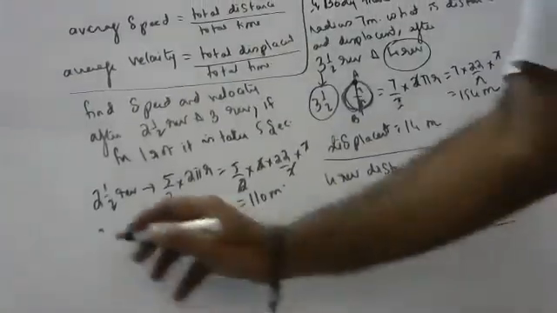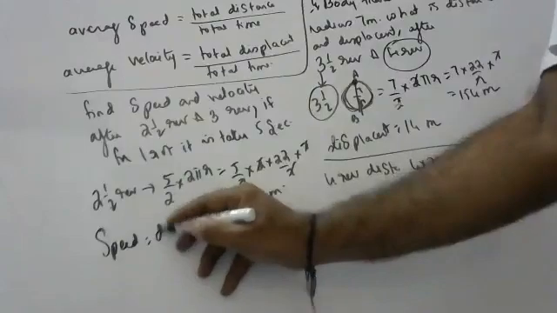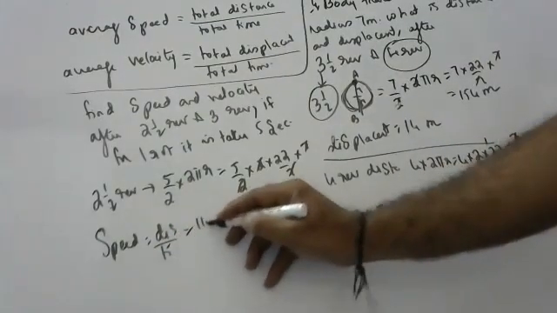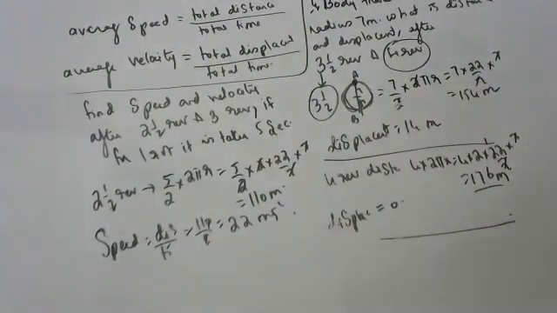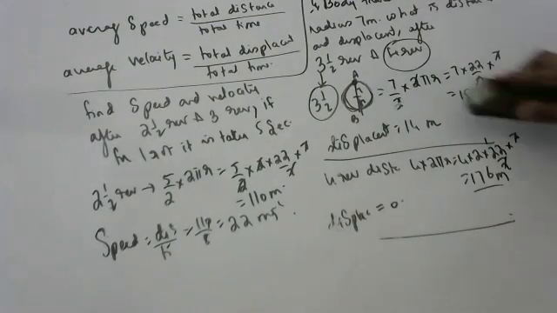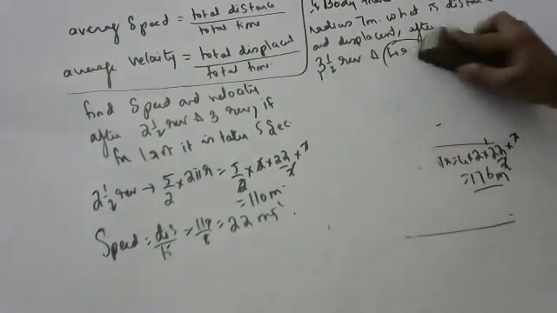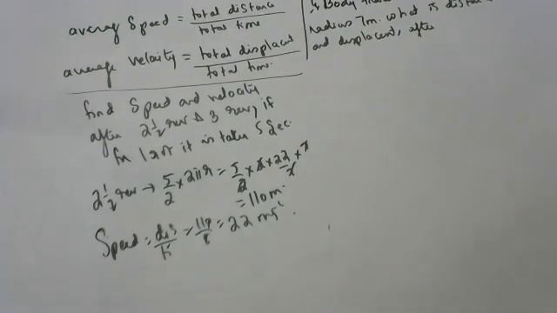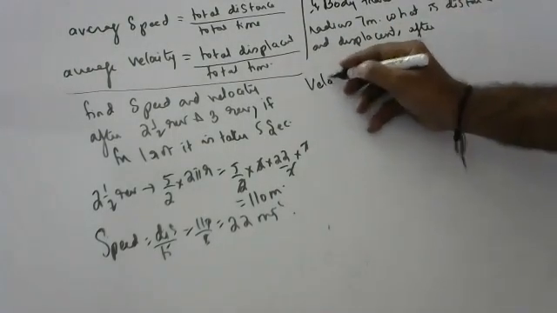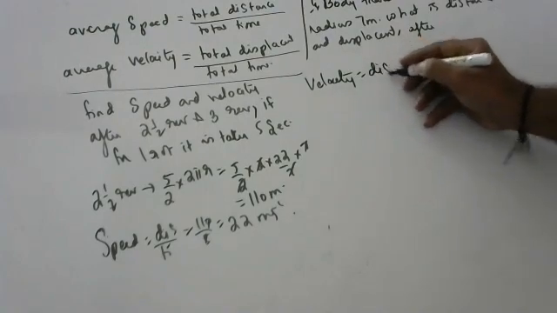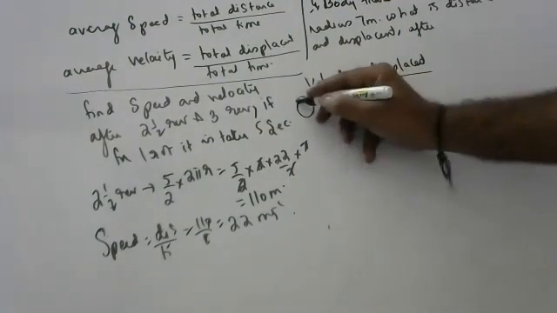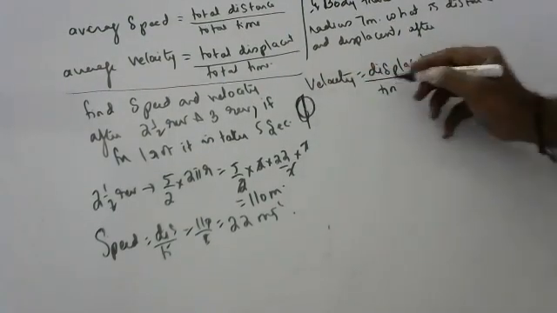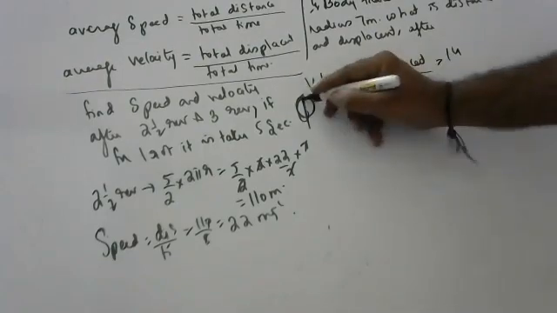Can anyone say what the speed formula is? Speed is equal to distance by time. So 110 by 5, that is 22 meters per second for 2.5 revolutions. Can anyone say for 2.5 revolutions what is the displacement? 2.5 means from here to here. Displacement is 14 only, children, because we calculate only from here to here.